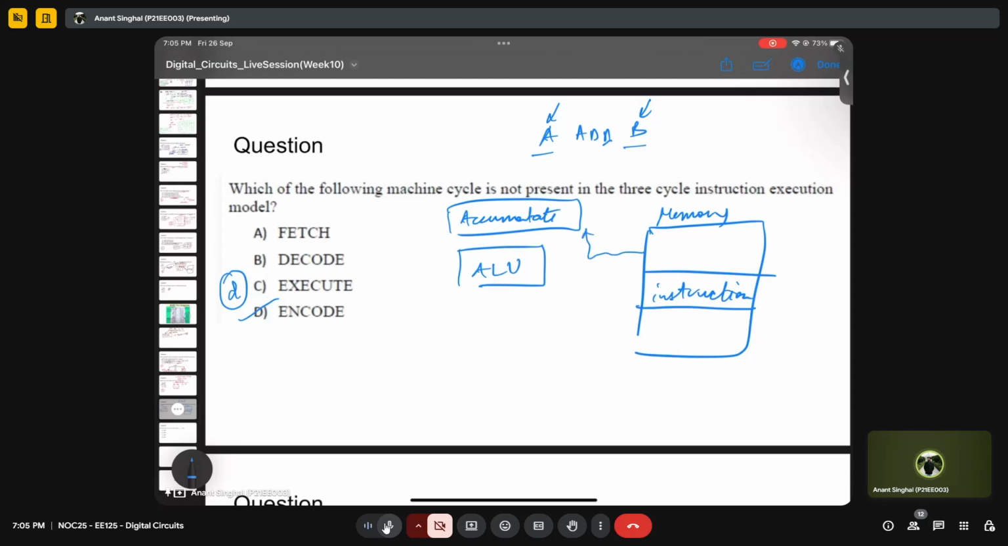Then we'll try to decode those bits, to see what those bits actually are. So the operation will be like, first we'll fetch, then we'll decode the bits, and then we'll execute the bits. So there is no encoding that happens in the 8085 microprocessor. There is no encryption or encoding happening. So the correct answer to this is encode. These three are the actual operations or processes that are happening, and this is the flow of that.